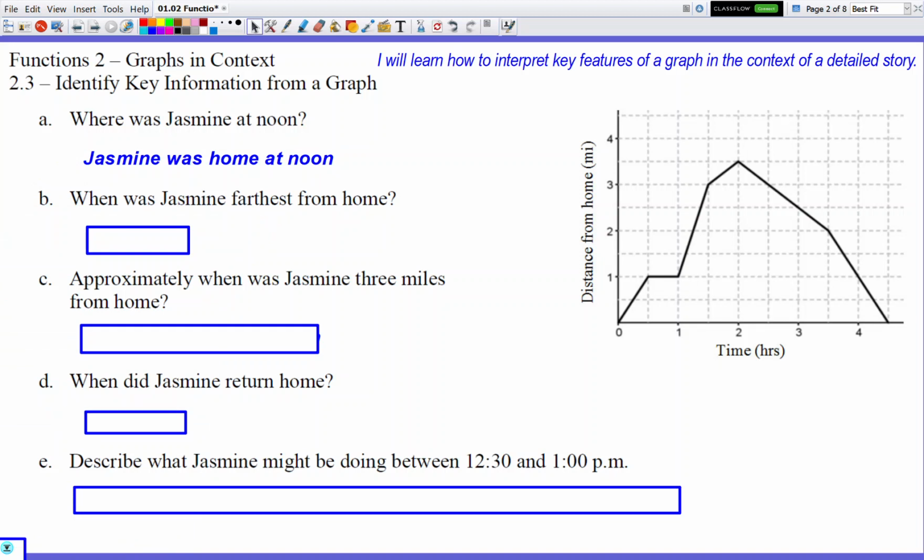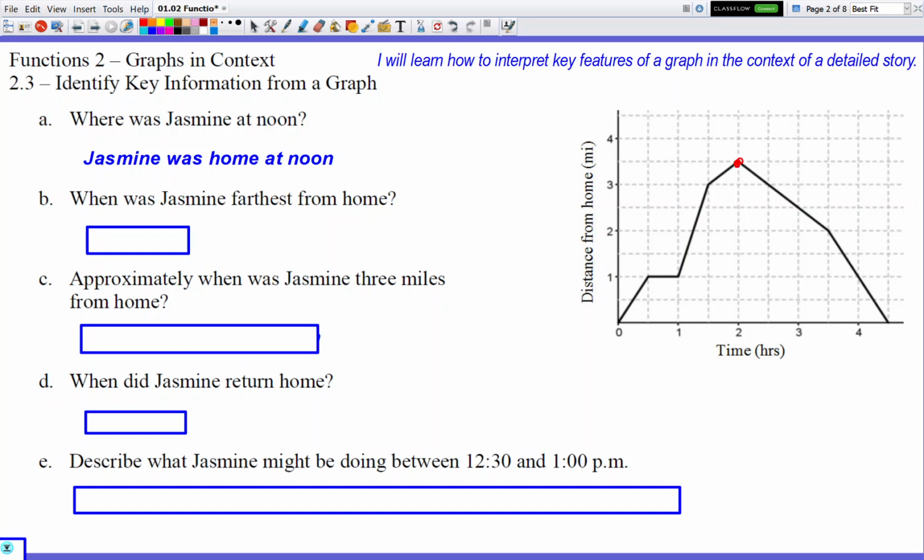When was Jasmine farthest from home? You want to look for a part of the graph that's really high, because the higher the graph is, the farther from home she is. So where is the graph the highest? Let's change this to a writing utensil. She's right there. That's the highest right there.